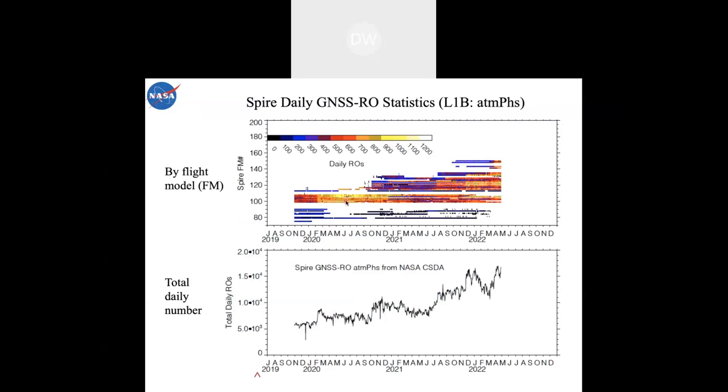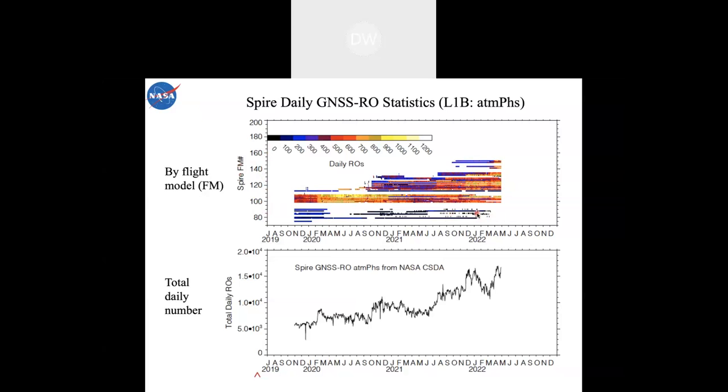We took a look at the data delivered from Spire to NASA under the CSDA program. This is Level 1B data, just to give you a feeling, a little over 2 years of data. They have hardware they call the flight model number. Roughly, you can see the different models they have flown so far. This is probably the early version, and this is their second version. And they recently launched the third generation, as well as a lot of the reflectometry.